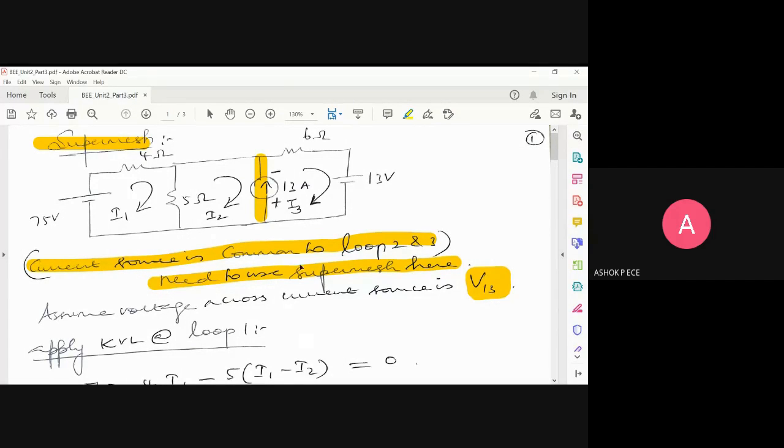See, there are two methods of solving. One is using conventional KVL and the second method is using super mesh. I am going to teach the first method using conventional Kirchhoff voltage law.